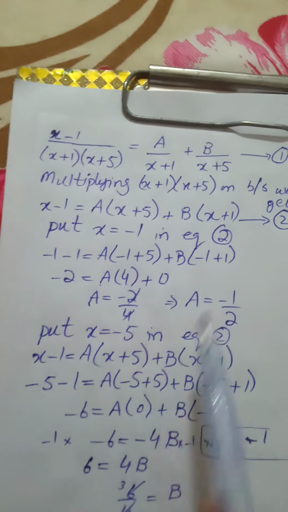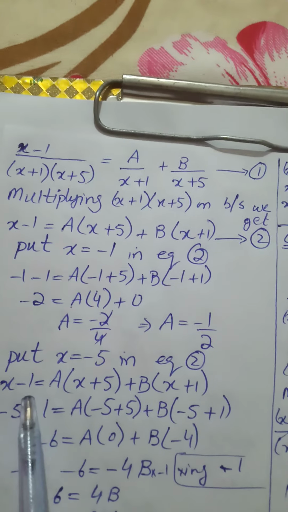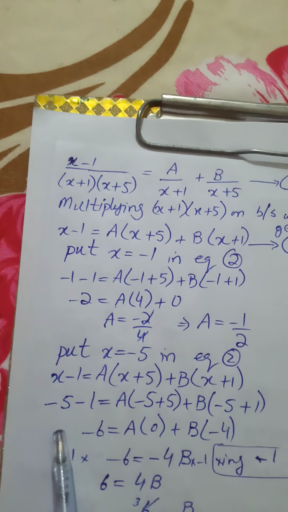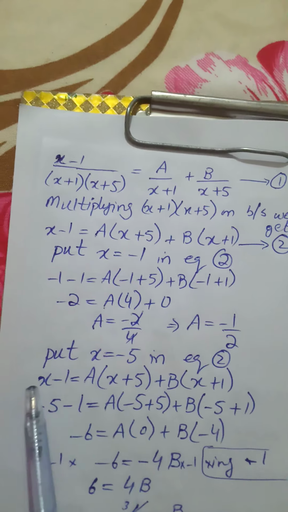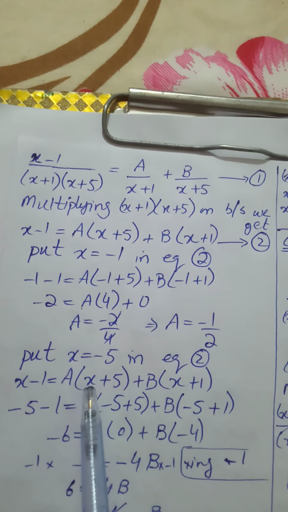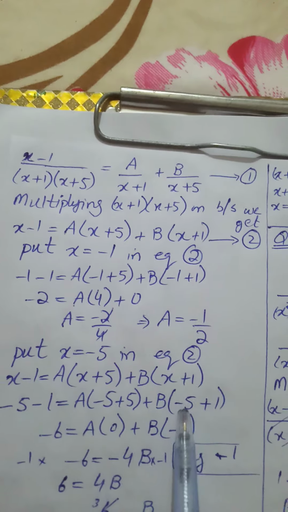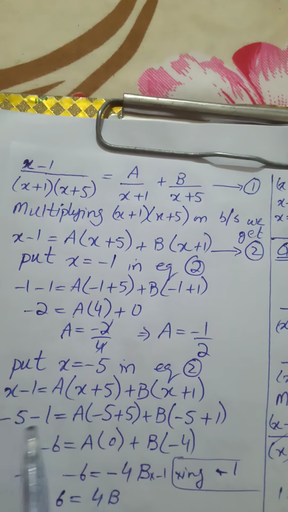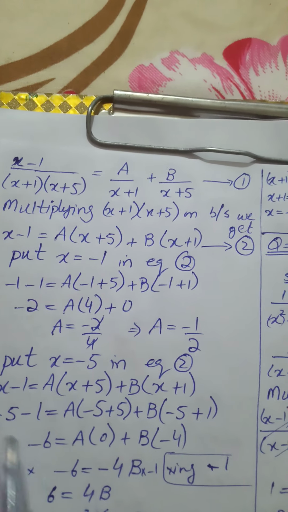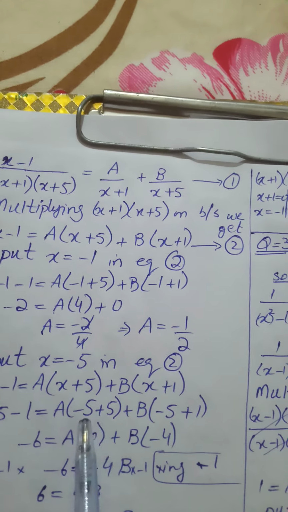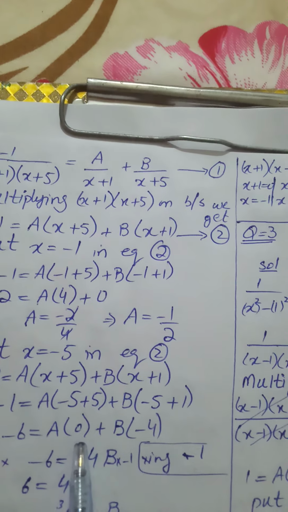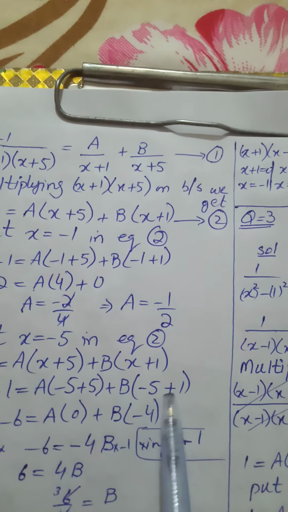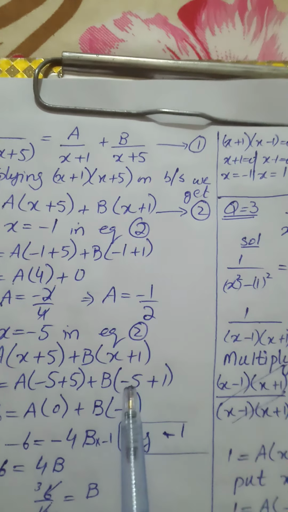Now put x is equal to minus 5. First we will write the equation: x minus 1 into a(x plus 5) plus b into (x plus 1). When we take x is equal to minus 5, this is minus 5 minus 1, this is minus 5 plus 5, minus 5 plus 1. So minus, minus, plus 5 plus 1, 6 with a negative sign, so it is negative. A into minus 5 plus 5 will give us 0, so this is 0, plus b into minus 5 plus 1, so minus 5 minus 1, this is 4 with a negative sign.